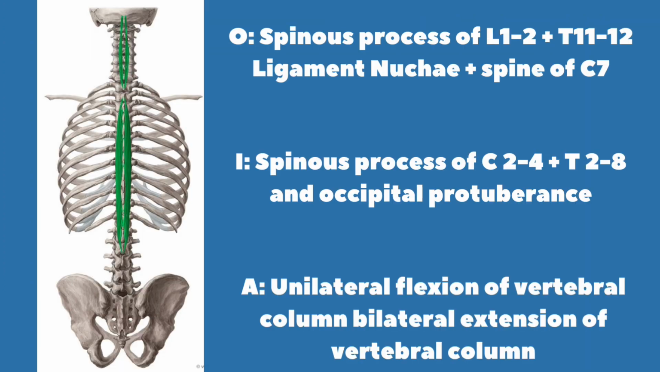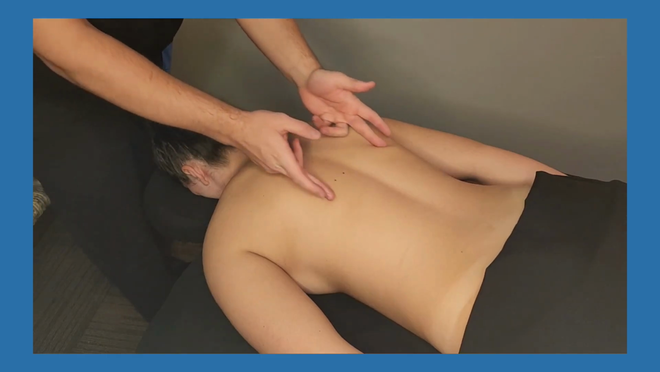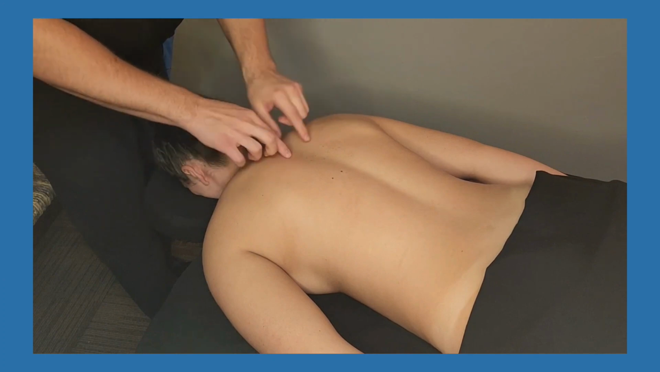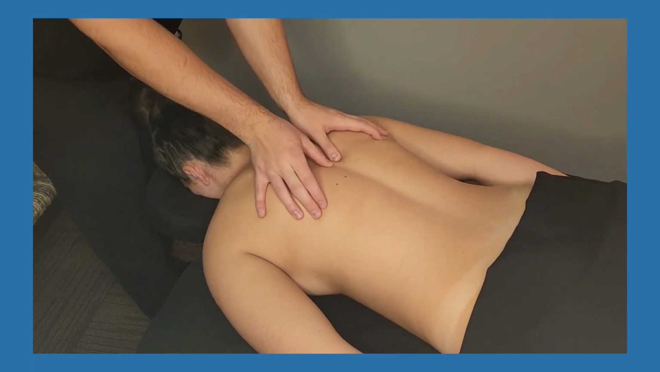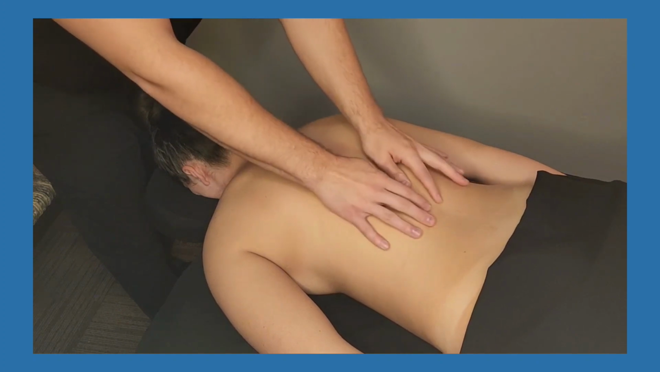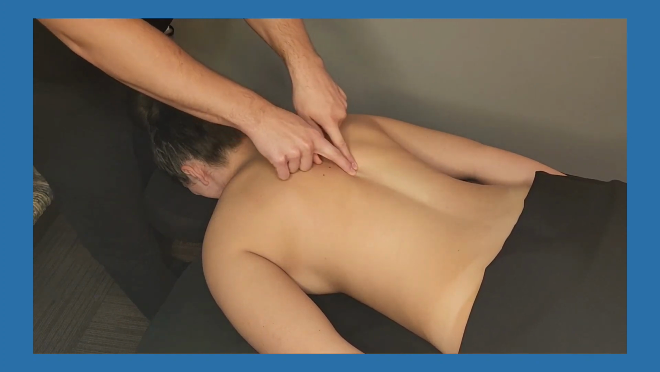Spinalis originates at the spinous process of the upper lumbar and lower thoracic vertebrae, the ligament nuchae, and the spinous process of C7. It will insert the spinous process of the upper thoracic and cervical vertebrae, except for C1.